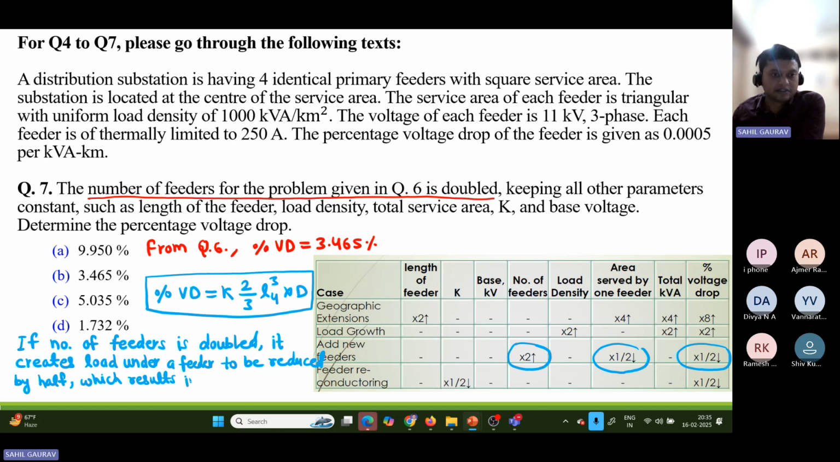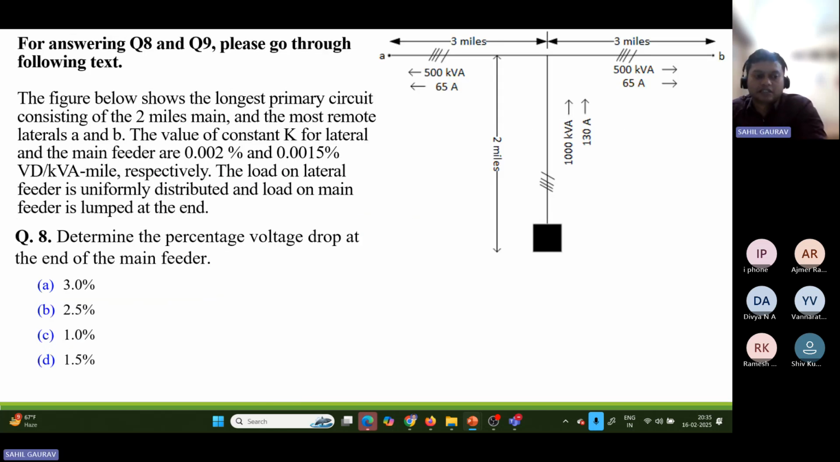Which results in voltage drop becoming half. Now moving to the next problem. I think a similar type of problem is asked in the current assignment also.